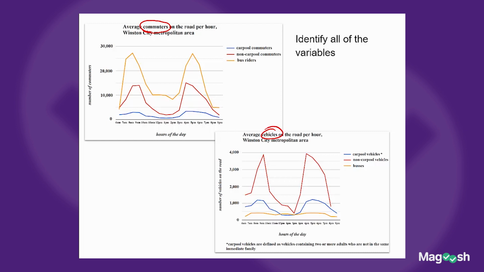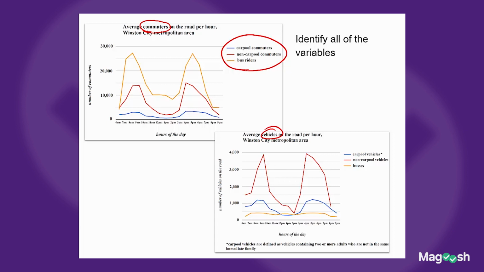we're ensuring that we're discussing types of commuters. And in the second one, we're talking about types of vehicles. That distinction will need to be very present in your response when you respond to this question. Okay? Then on chart 1, the commuters are broken down. So we've got 3 types of commuters listed. We've got carpool commuters, non-carpool commuters, and bus riders.